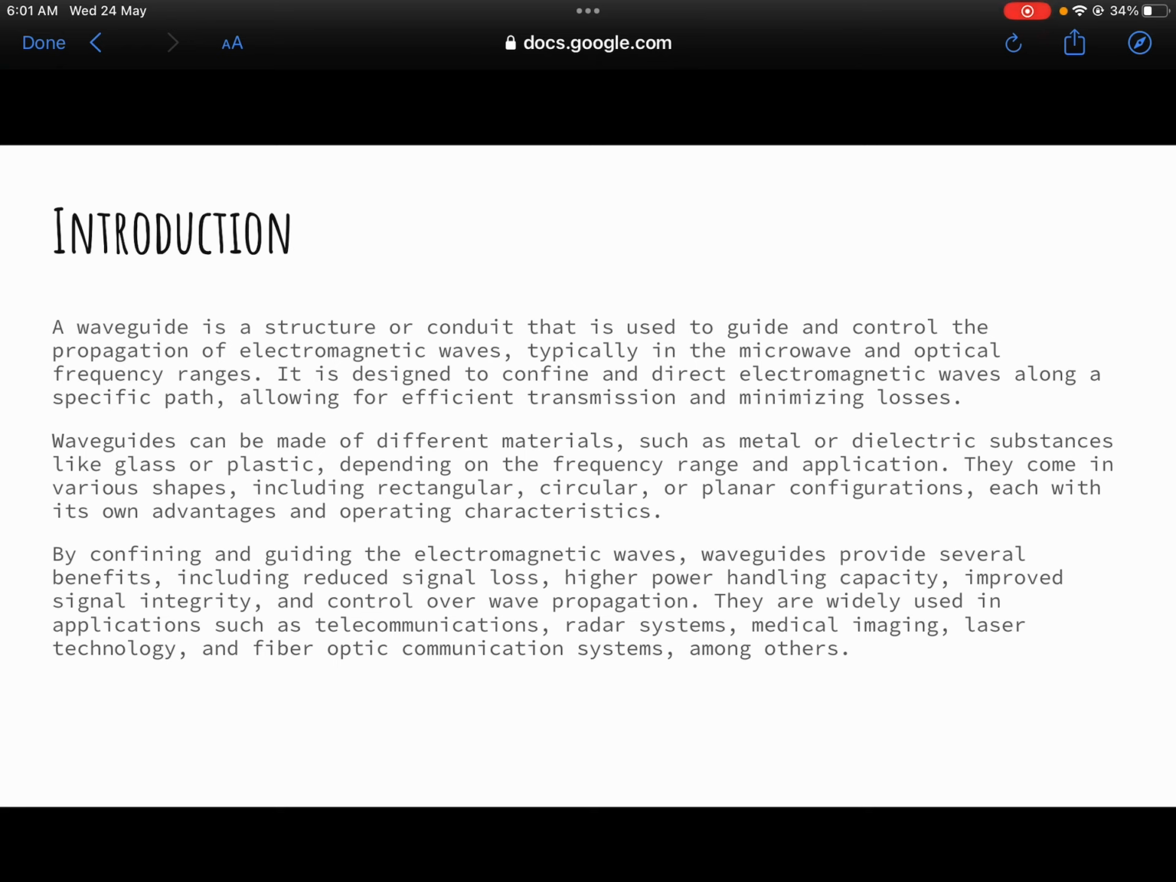By confining and guiding the electromagnetic waves, waveguides provide several benefits, including reduced signal loss, high power handling capacity, improved signal integrity, and control over wave propagation. They are widely used in applications such as telecommunication, radar systems, medical imaging, laser technology, and fiber optic communication systems, among others.